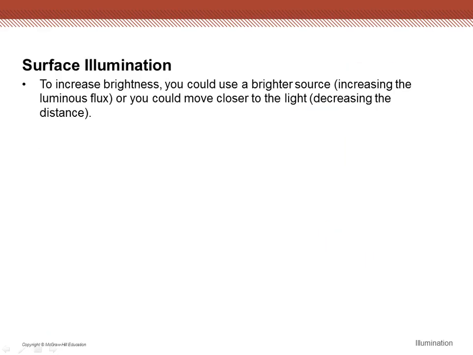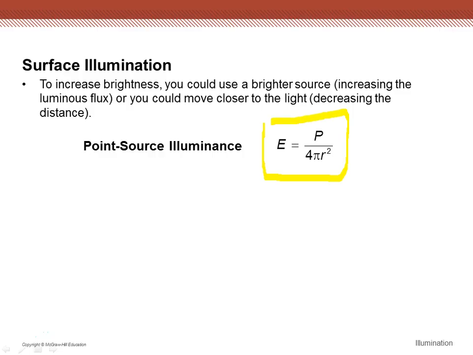To increase the brightness that you experience, you could either use a brighter source, which increases the luminous flux, or you could move closer to the light, decreasing the distance. And so a point source illuminance is given by the equation E equals P over 4 pi r squared. Now this comes from the surface area of a sphere, because all point sources propagate out in spherical wavefronts. P is the luminous flux from the source, and E is the illuminance, which is equal to the luminous flux divided by 4 pi r squared.